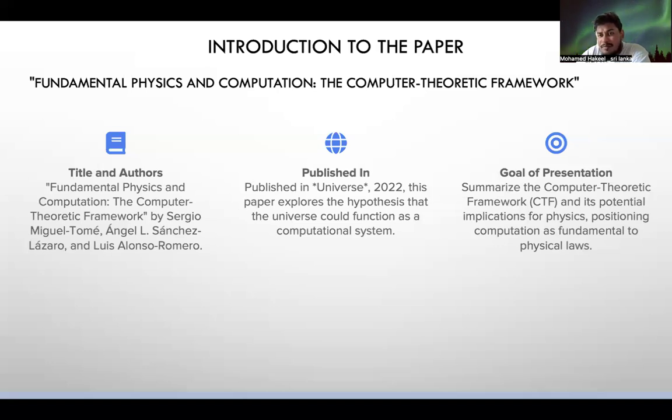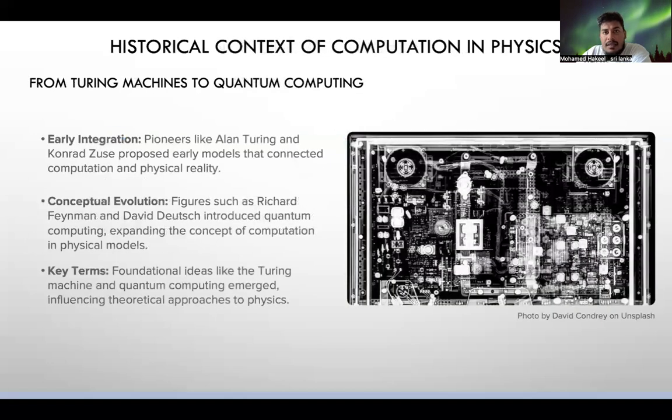And the goal of this presentation is to summarize the computer theory framework, CTF, and its potential implications for physics, positioning computation as fundamental to physical law, and the historical context of computation in physics. From Turing machines to quantum computing, early integration: pioneers like Alan Turing and Konrad Zuse proposed early models that connected computation and physical reality.